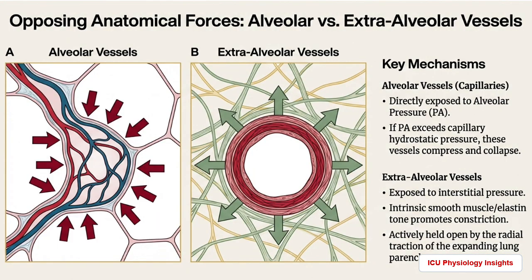So this low-pressure setup has direct anatomical consequences. Let's dig into that and see how it builds our understanding of vascular resistance. And as you're about to see, in the lungs, resistance is far from a simple, fixed number.